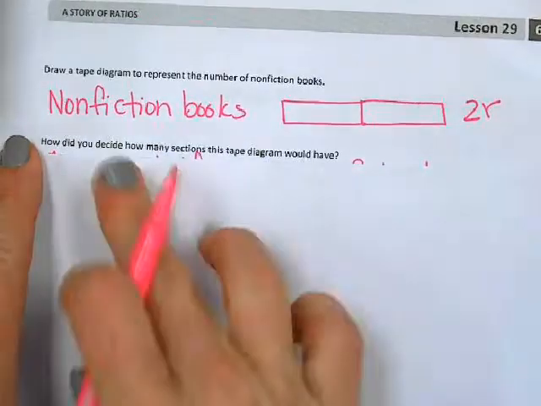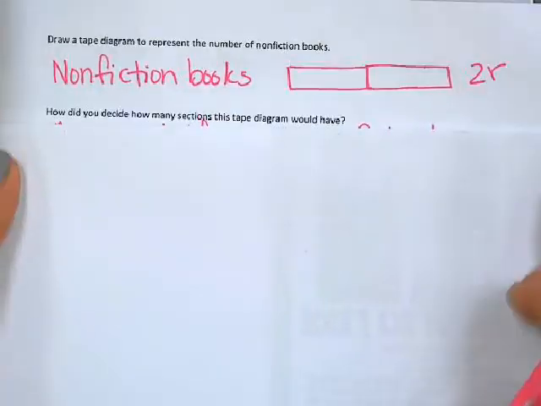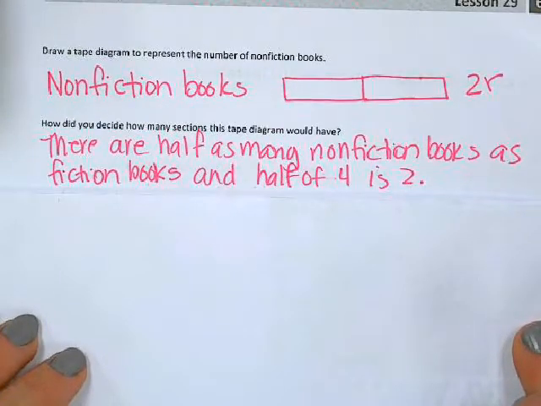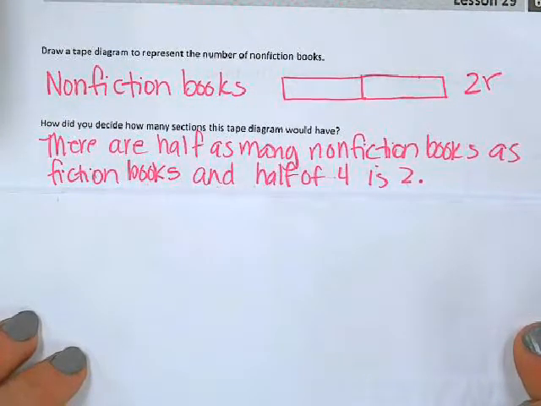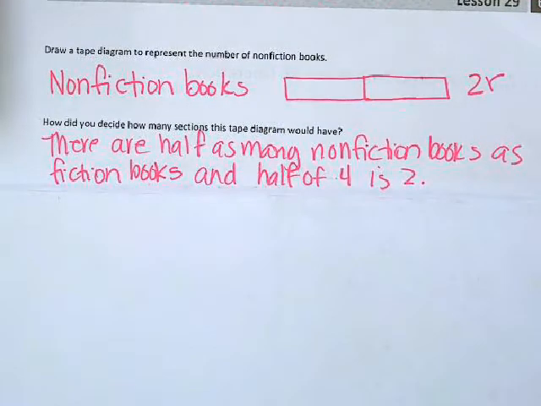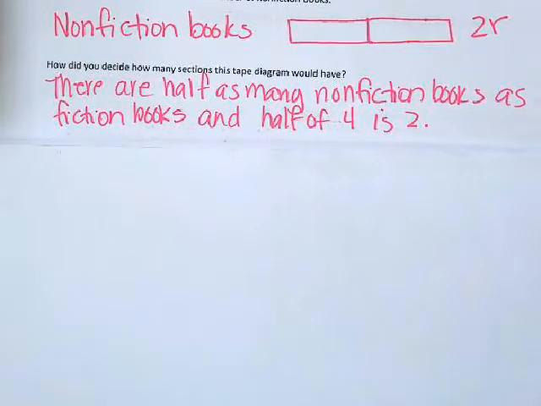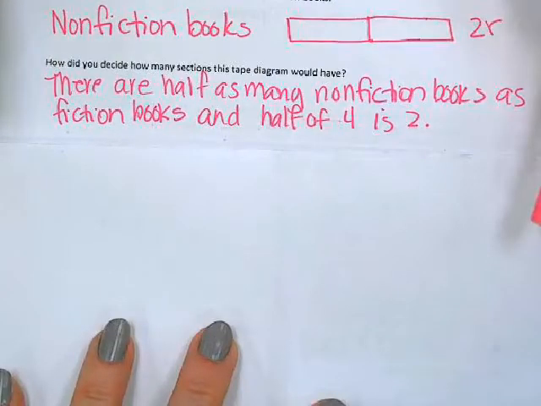It says, how did you decide how many sections this tape diagram would have? So we're going to explain what we knew, that there are half as many nonfiction books as fiction books, and half of 4 is 2. So that's just what we've been saying as we're looking at our information in our problem, how we knew that our nonfiction book needed to be a tape diagram that had 2 sections. Remember to pause this whenever you need to, if you need to re-listen or if you need to just make sure you have all the information down, because I know this is a long problem.